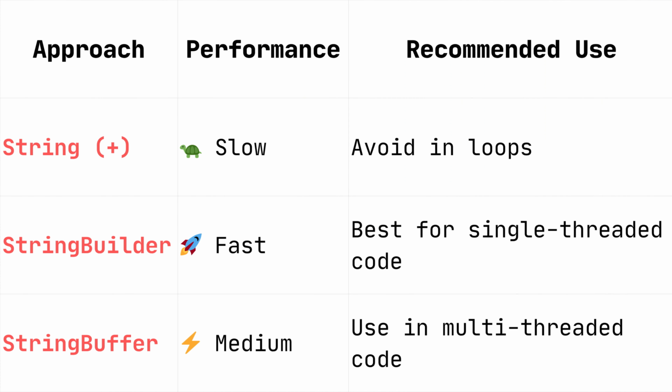So, which one should you use? String is thread-safe because it's immutable, but it's very slow for concatenation inside loops, so you should avoid it in those cases. StringBuilder is the fastest and ideal for single-threaded situations. StringBuffer is a good alternative when you need thread safety, but it's a bit slower due to synchronization.